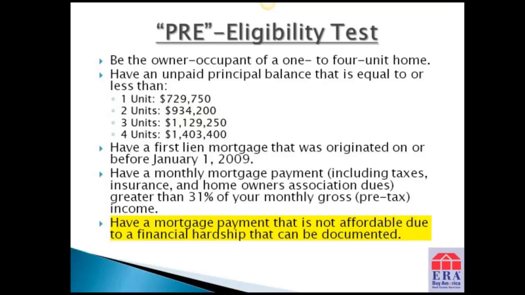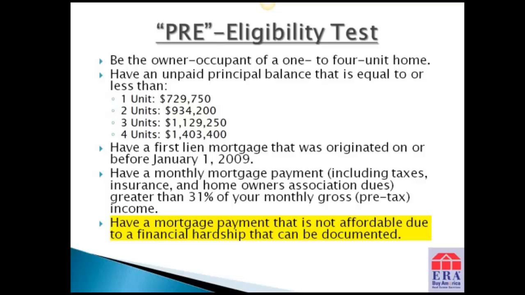You have an unpaid principal balance that is equal to or less than, for 1 unit, $729,750. That's what your loan balance has to be less than. 2 units you can see, 3 units you can see, 4 units you can see. Additionally, your first lien has to be originated prior to January 1st, 2009. A lot of times we get questions about secondary liens, and that's a whole other animal, so we're going to touch base on your first lien initially here.